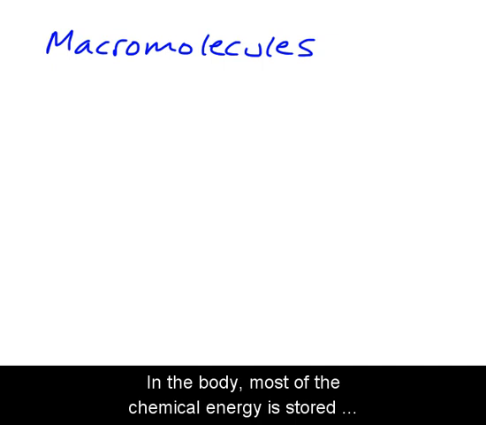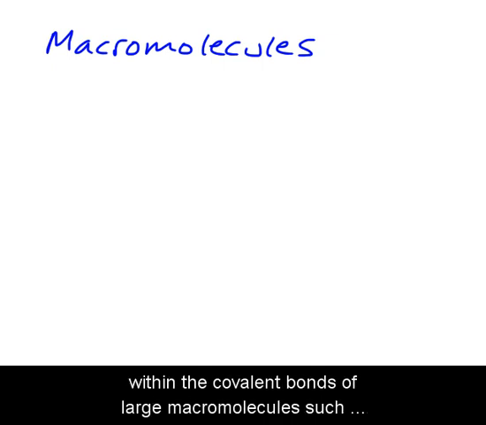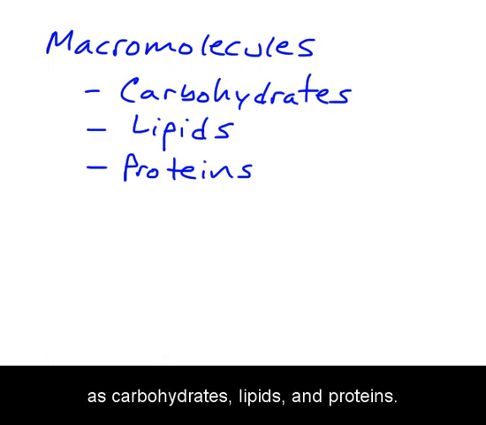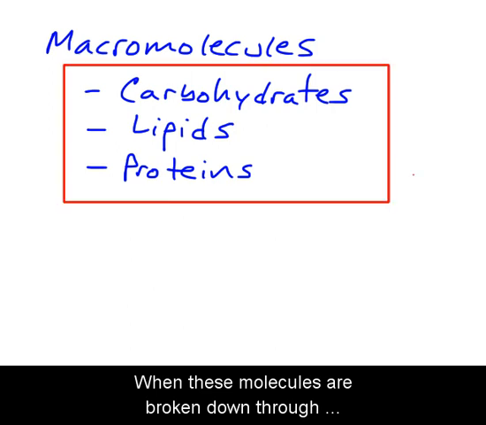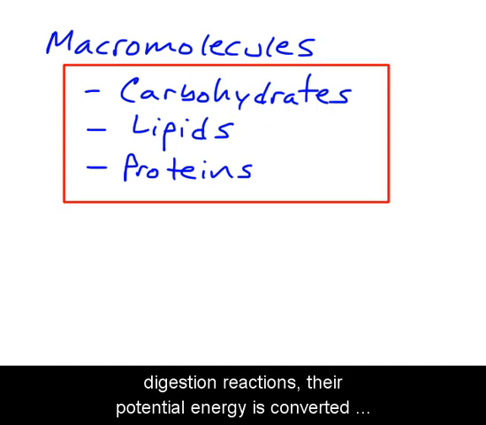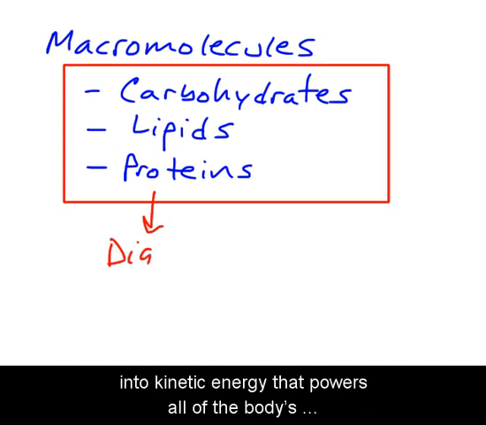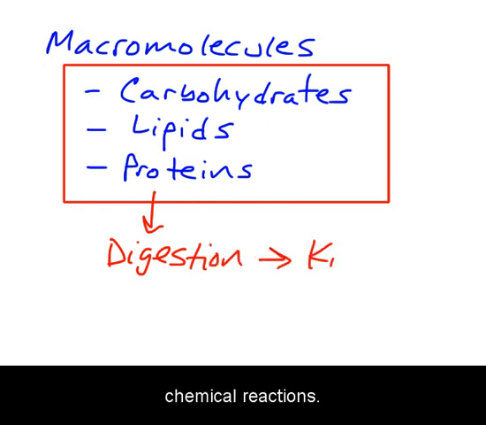In the body, most of the chemical energy is stored within the covalent bonds of large macromolecules, such as carbohydrates, lipids, and proteins. When these molecules are broken down through digestion reactions, their potential energy is converted into kinetic energy that powers all of the body's chemical reactions.